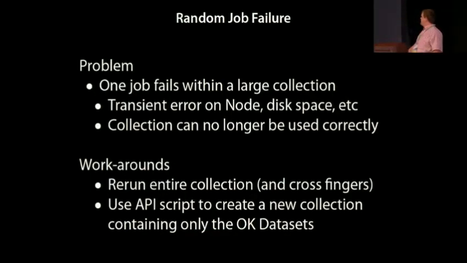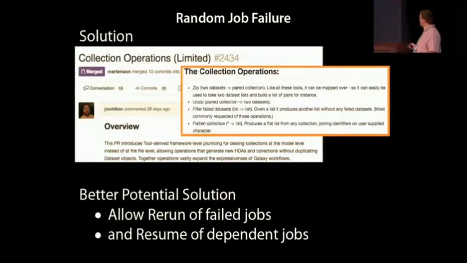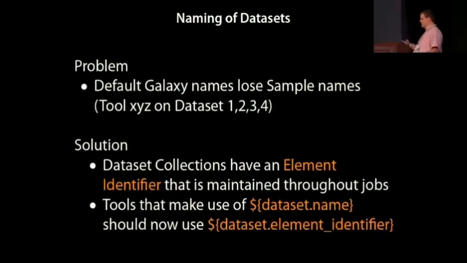Another big issue is if you have one job inside of a collection fail, then that collection is useless, and you'd have to either manually rerun the whole thing or use an API script to remove those errored data sets. But just recently, John Chilton went ahead and added some collection operations. So now we can remove failed data sets. But it'd be great if we could just rerun those failed jobs and slip them back into the collection.